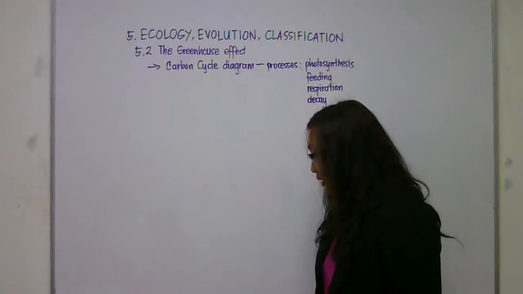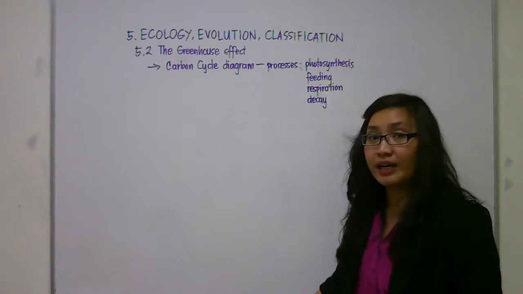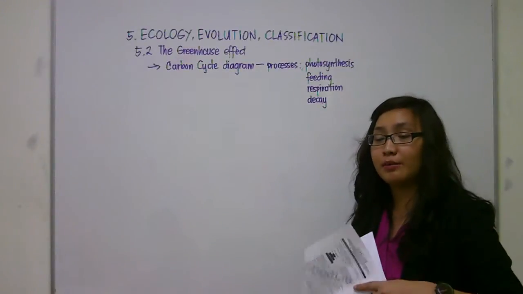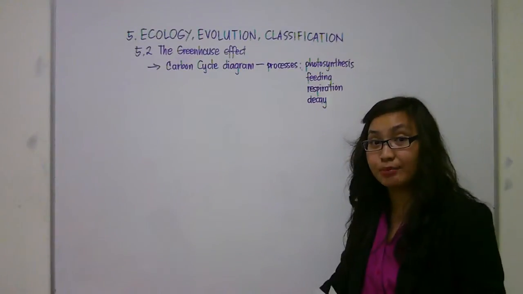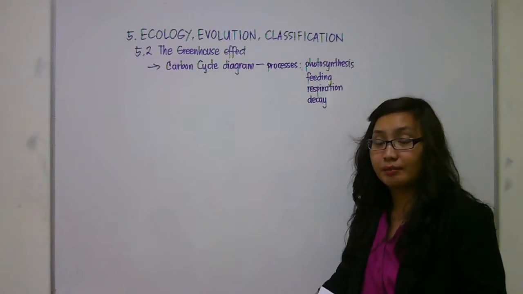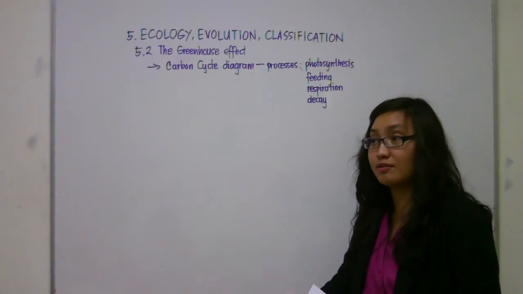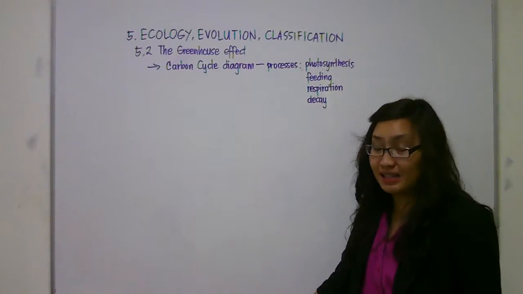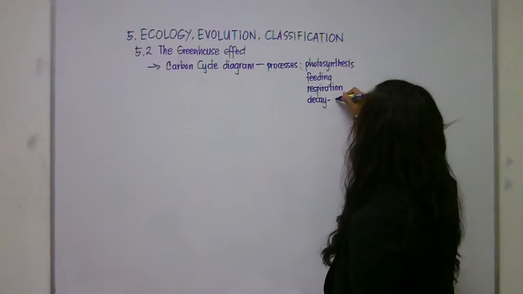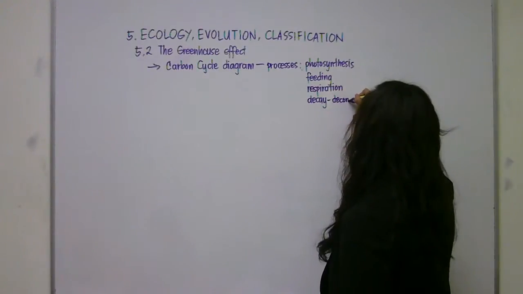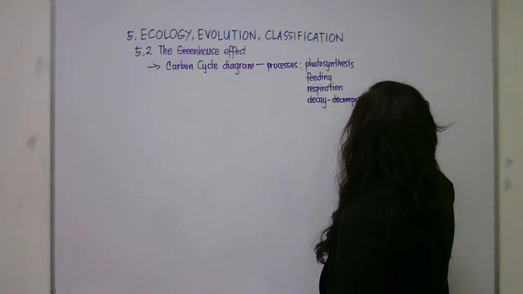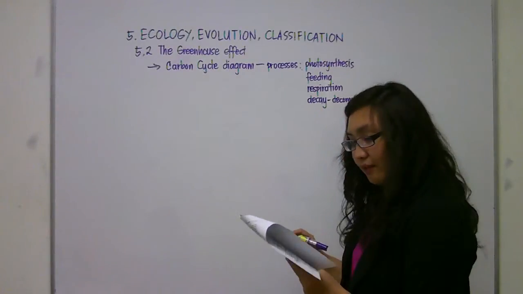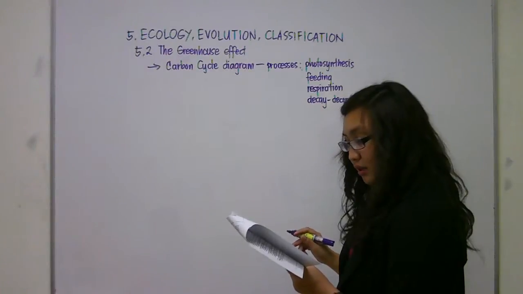We also have to include the event whenever living organisms die. The carbon or organic matter present in their bodies is transformed or converted into a different form, being broken down by decomposers. So in this case, you have to indicate the role of decomposers here.